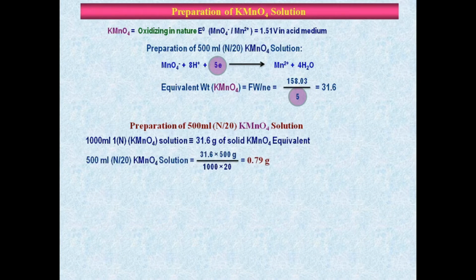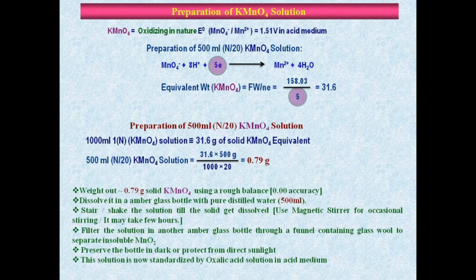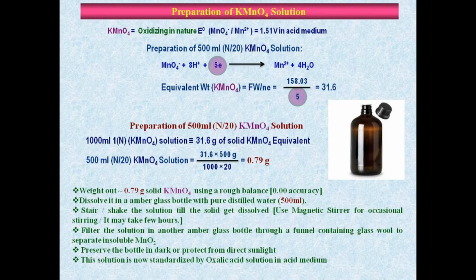And for preparing the solution, we have to follow the following steps. Number 1, at first weigh out almost 0.79 gram solid KMnO4 roughly using a rough balance, or 0.00 accuracy. Next, dissolve it in an amber glass bottle with pure distilled water, about 500 ml. Since potassium permanganate is affected by light, we have to prepare and preserve the solution in an amber bottle. Next, stir or shake the solution till all the solid potassium permanganate gets dissolved.